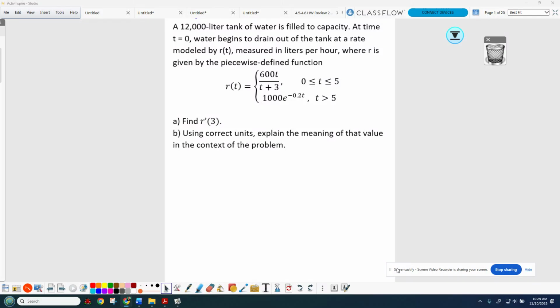What units are on R in the first place? Liters per hour. And I just did the derivative of that. That's liters per hour squared. So it's, okay. The AP says this, they want the noun, the unit, and the time.